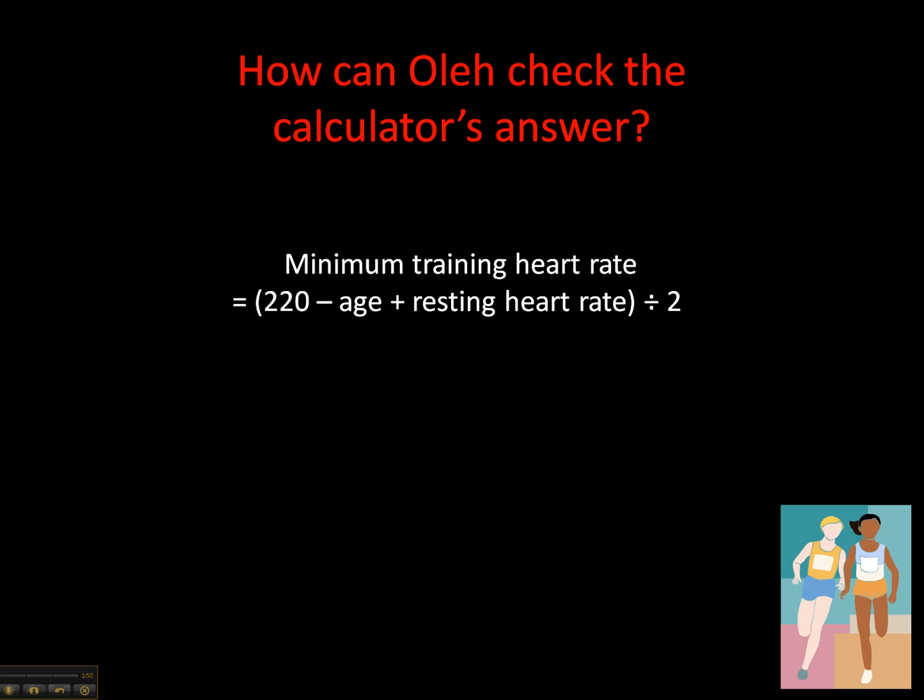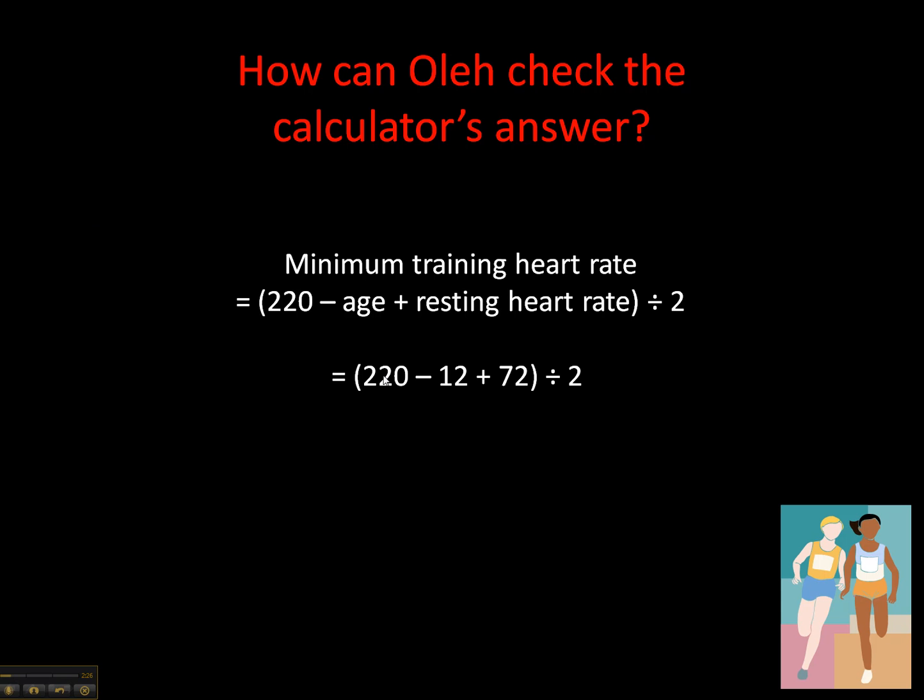So Ola discovered that the formula for calculating your minimum training heart rate is 220 minus your age plus your resting heart rate, and then all of that divided by 2. And I say all of that because this section is all in brackets. So what that means is it has to be calculated first, and then you divide it by 2. Just in case you're wondering what the resting heart rate is, the resting heart rate is your heart rate right when you wake up in the morning. I know this is starting to sound like a phys ed class, but really we're going to do some math today. Let's move on.